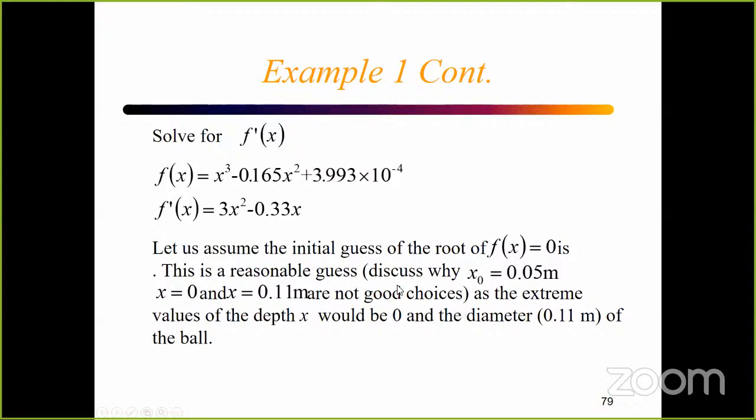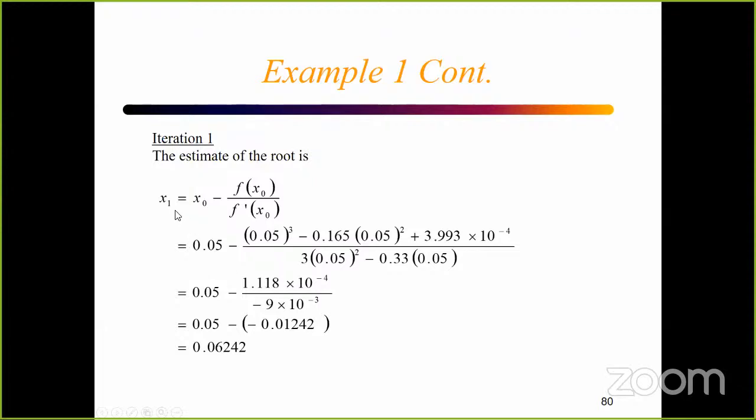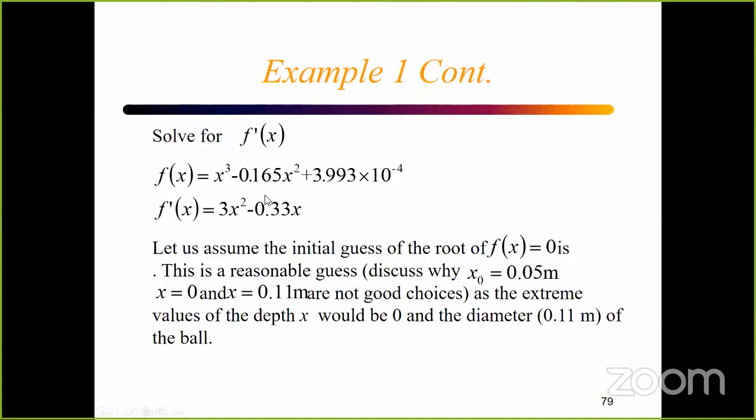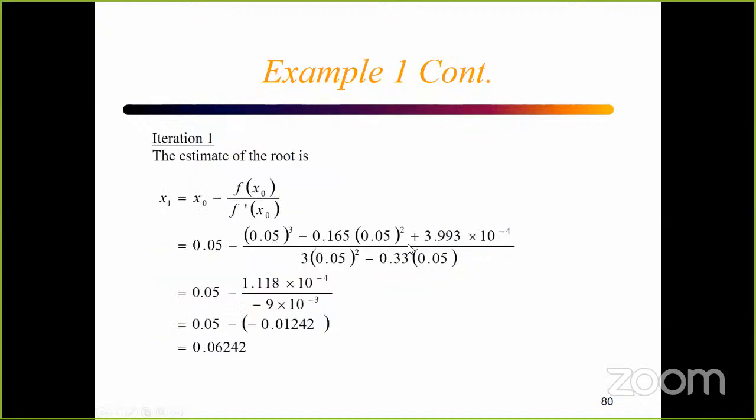because x equal to 0 and 0.11 meter are not good guesses. Let us take some midway value here, as the extreme values of the depth would be 0 and the diameter, about 0.11. If that is the case, what will happen? To estimate x1, x0 is 0.05. Substitute the same thing in the equation. Here, f of x you know, f prime of x you know. You will get 0.06242 as the new estimate. X0 is 0.05, x1 is 0.06242.